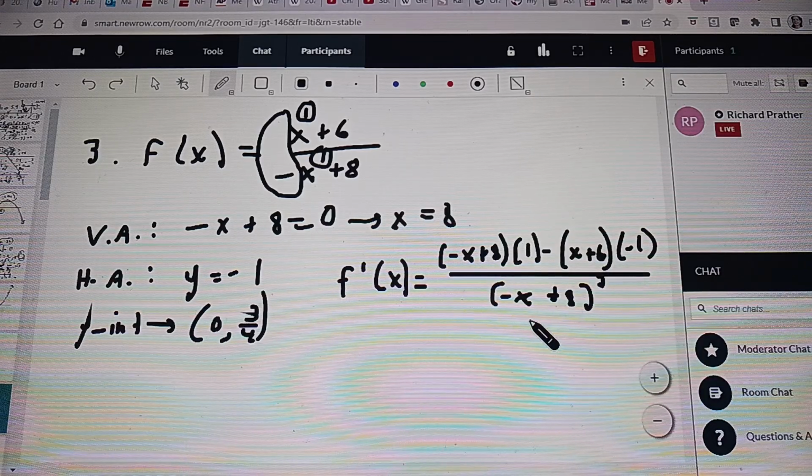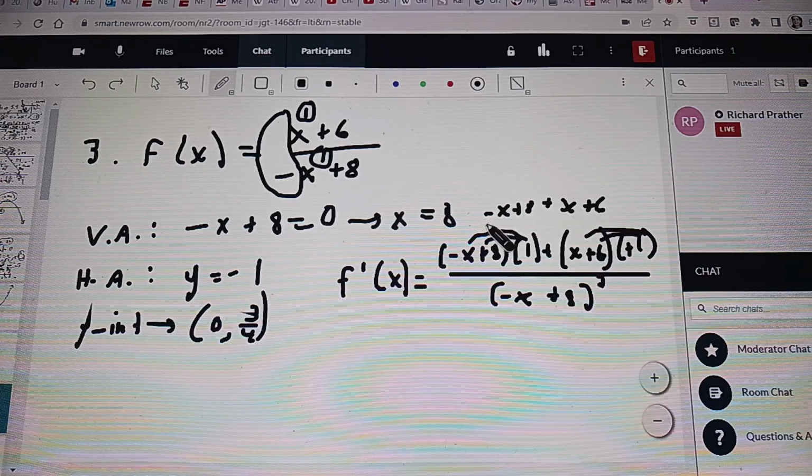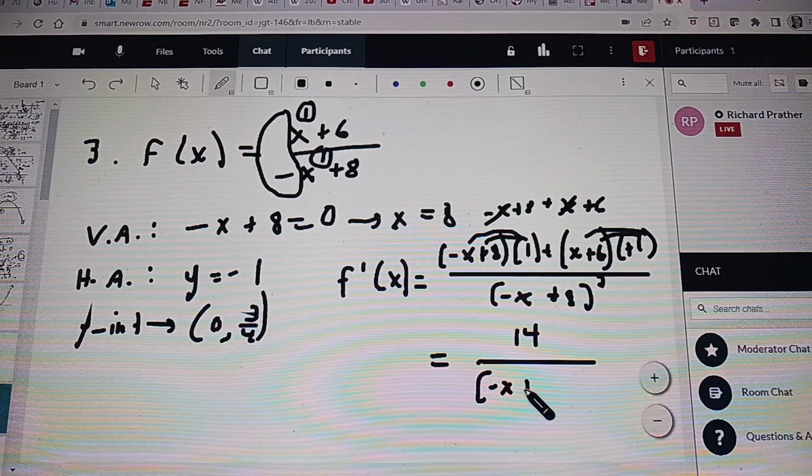And then we can try to see if the numerator ever equals 0, that will be possible critical numbers then. If I distribute a 1 here, it would just be -x plus 8. This double negative could turn into a plus, and then distribute a 1 here, and you'd get x plus 6. The negative x cancels the positive x. So the derivative answer is actually 14 over, if you were just doing the quotient rule derivative answer, it would be 14 over (-x plus 8) squared.